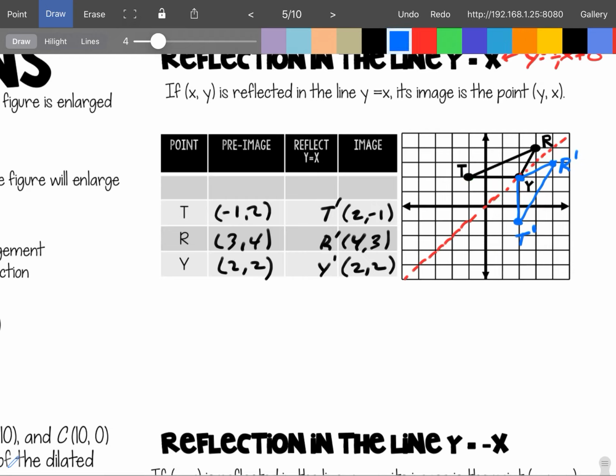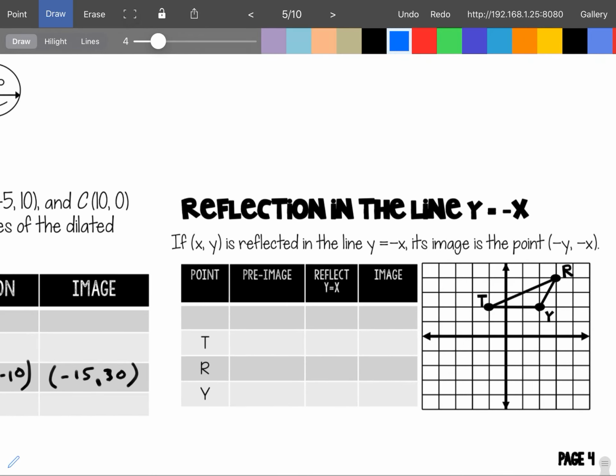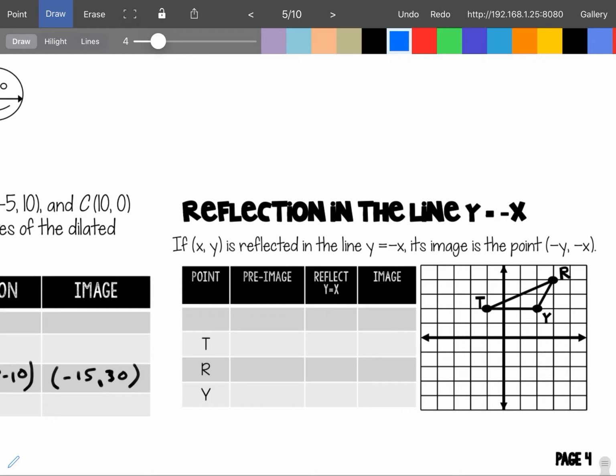Okay, so now the next one at the bottom here, this is a reflection over the line y equals negative x. Well, I'm not going to do the whole thing. But the line y equals negative x is y equals negative 1 over 1 x plus 0. And the plus 0 got cut off on you guys there.